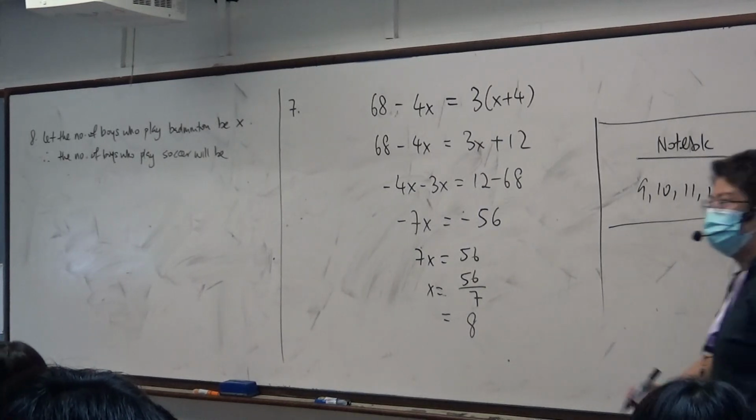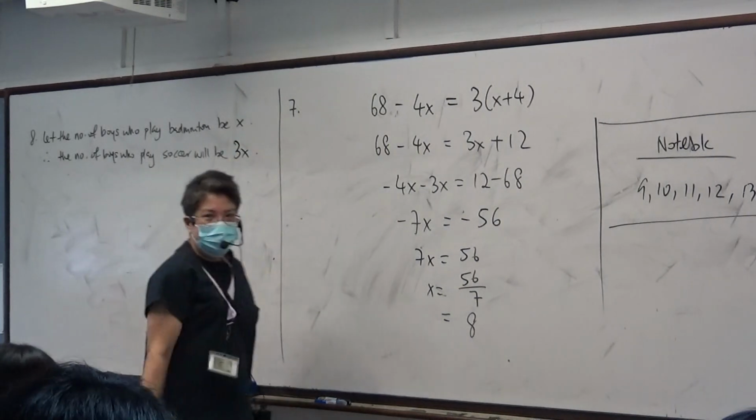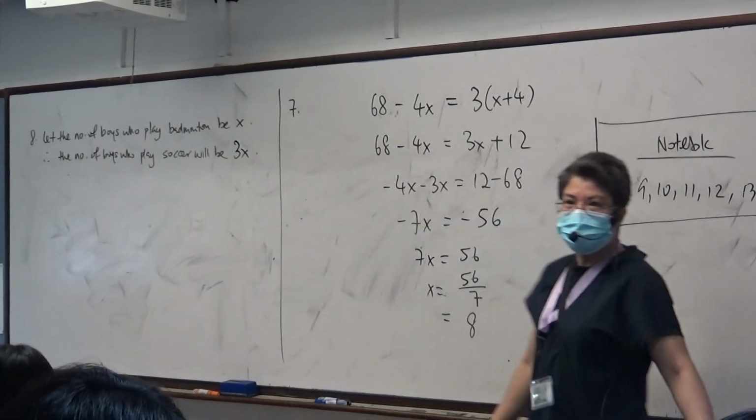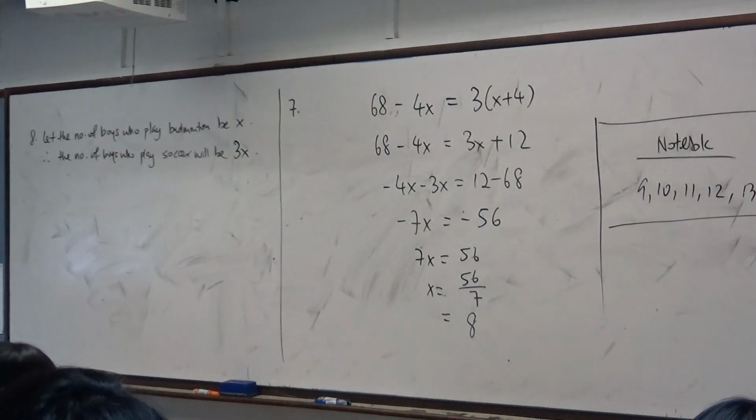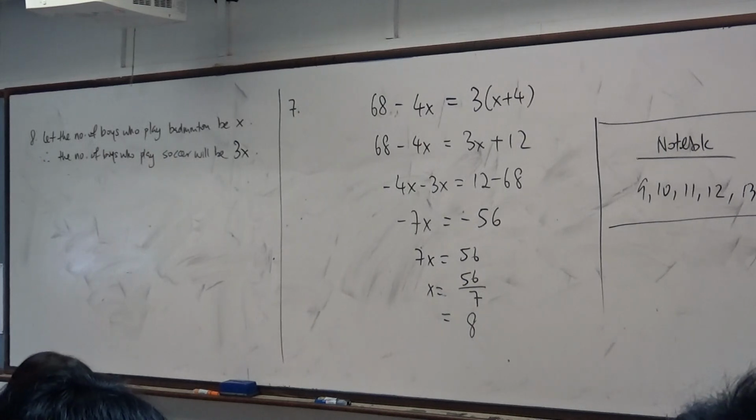Good work. 3x. I got the answer. Very good. Do you know how I get 3x? Okay, now let's take a look at the question. How do we form the equation? If 12 boys who play soccer play badminton instead, the number of boys who play each of these sports will be the same. Find the number of boys who play badminton.